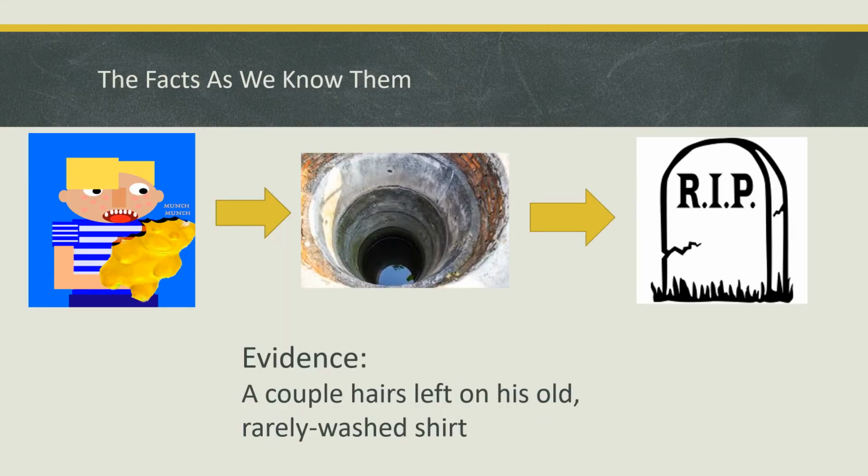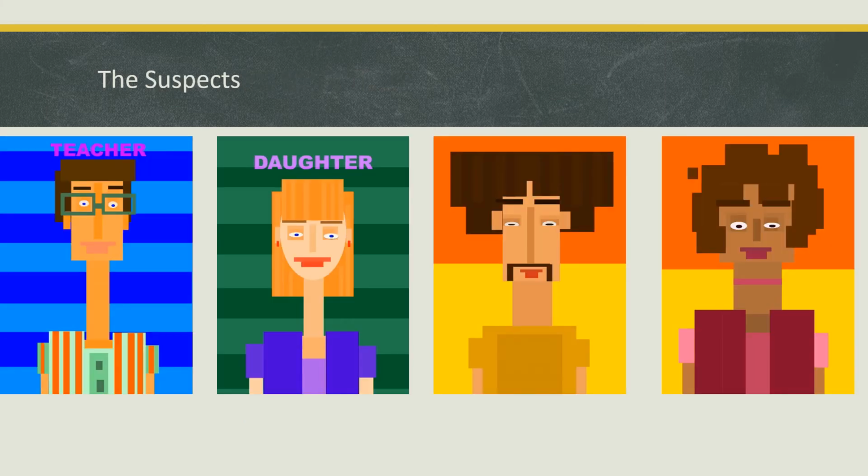Right now, what we know about Little Boy's case is that he fell down or was pushed down a well to his death, and the only evidence left behind was a handful of hairs on his old, rarely washed shirt. The prime suspects in this case are Mr. Jones, his daughter Sally Jones, Nick, and Aleph, all of whom have various reasons for wanting to kill Little Boy, centering on his annoying behavior.